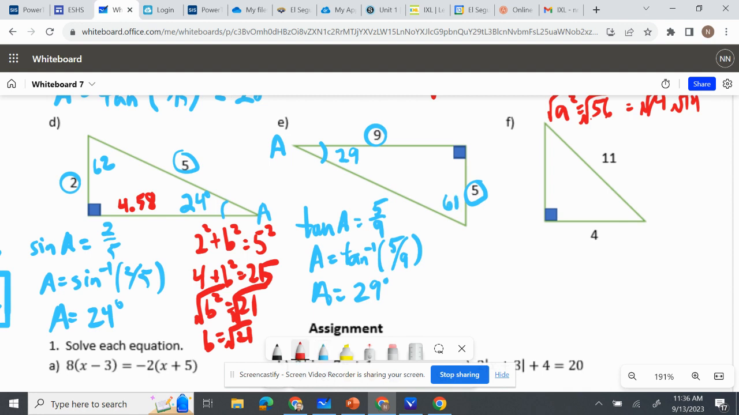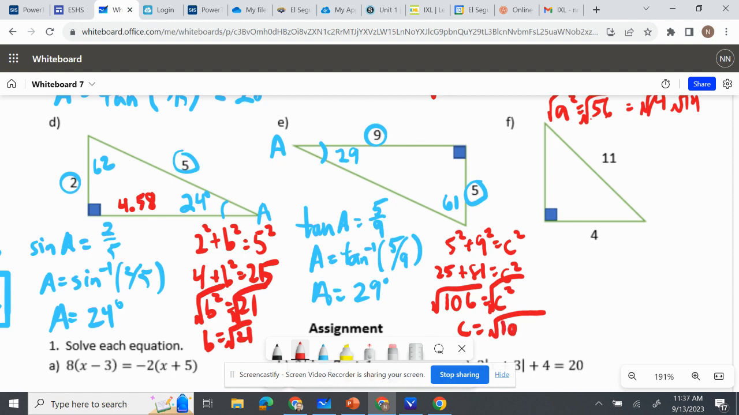And I'm going to use the Pythagorean theorem. 5 squared plus 9 squared equals c squared. 25 plus 81 equals c squared. That right there would give me 106. And then if I take the square root, one answer would be the square root of 106 if I kept it as an exact. Or if I wrote it as a decimal, it would be 10.3.